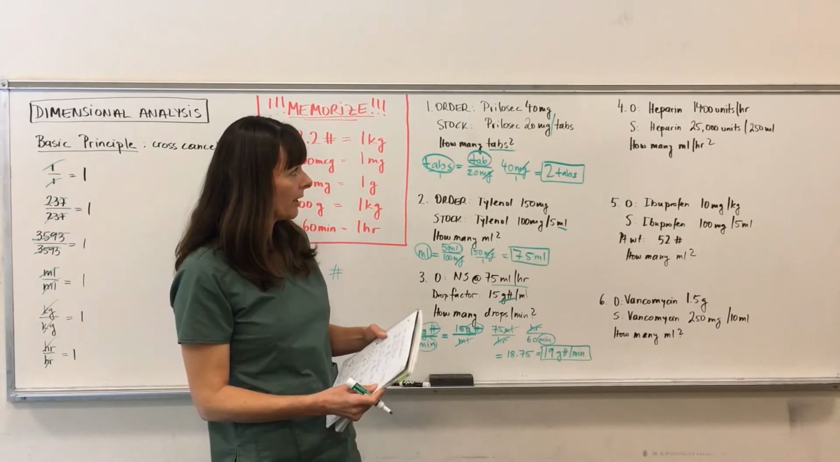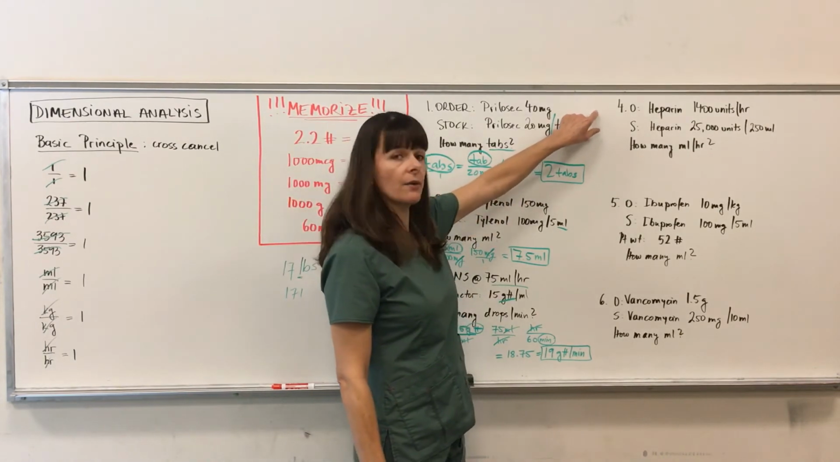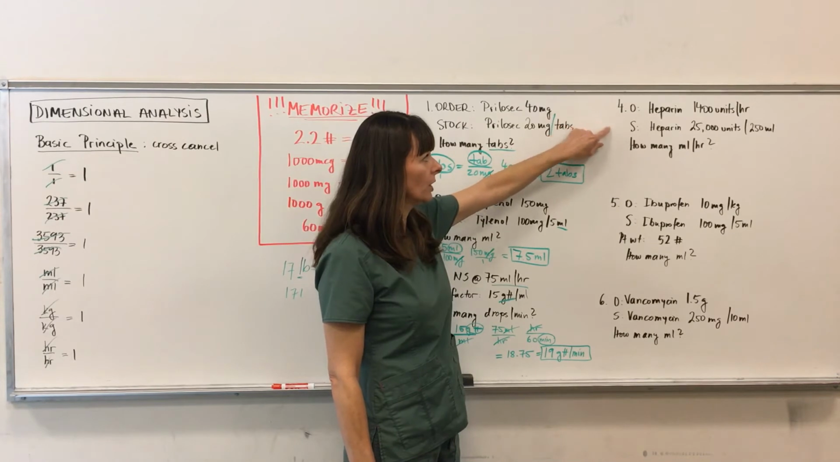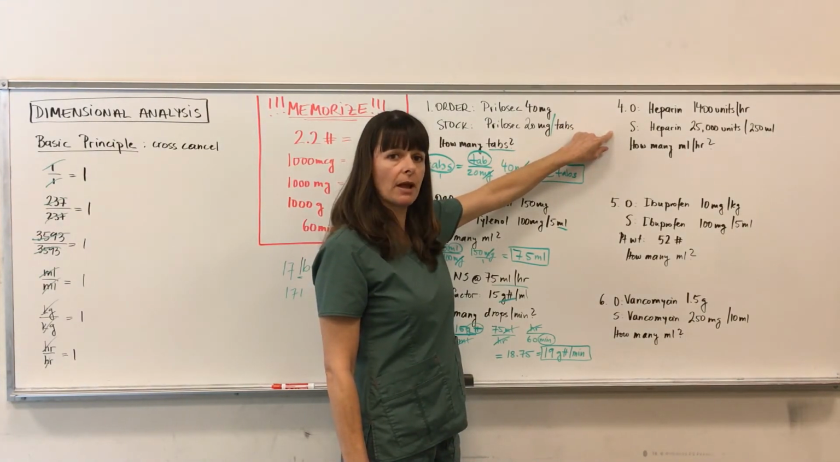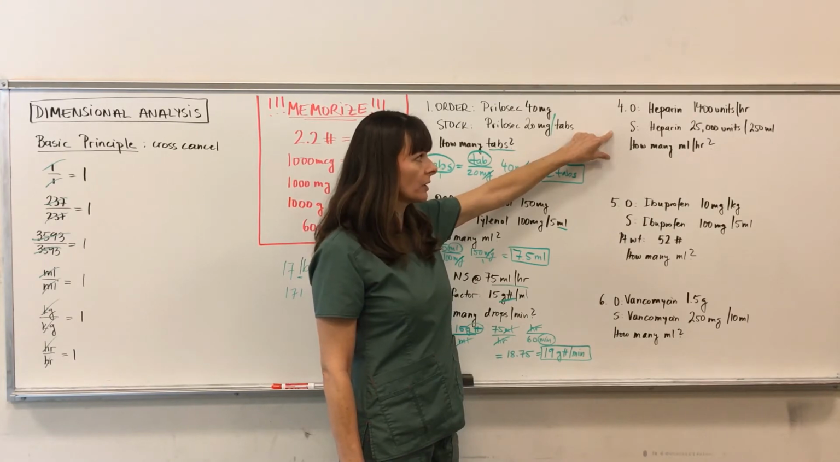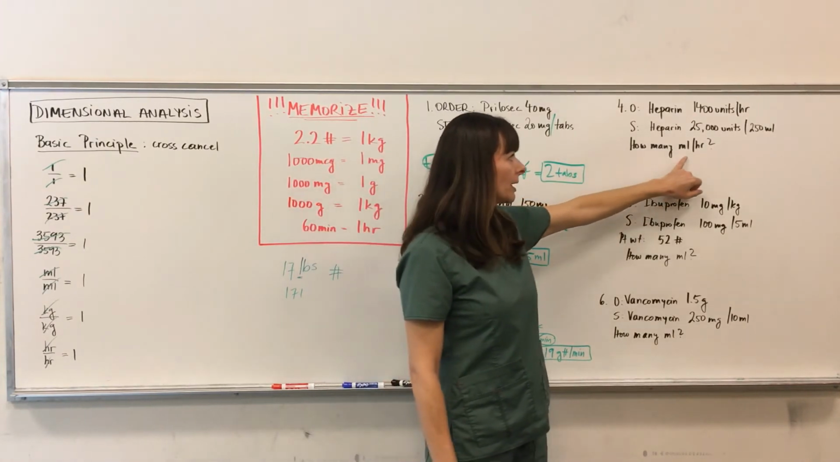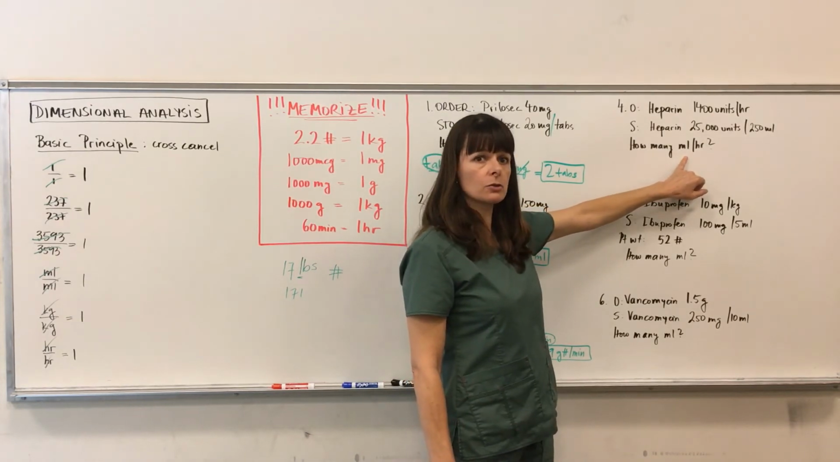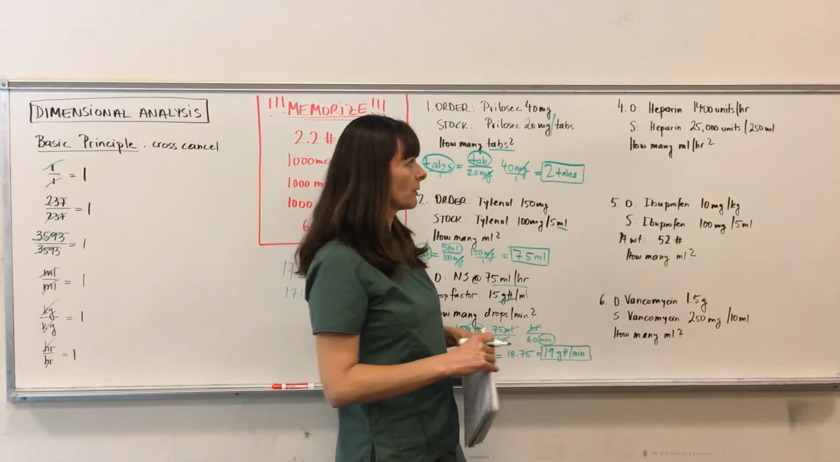So then we have another example over here. We have heparin, 1,400 units per hour, that's our order. Our supply is 25,000 units per 250 ml. So that's 25,000 units in a 250 milliliter bag. And we want to know how many milliliters per hour are we going to administer for this patient to give the patient the 1,400 units per hour.